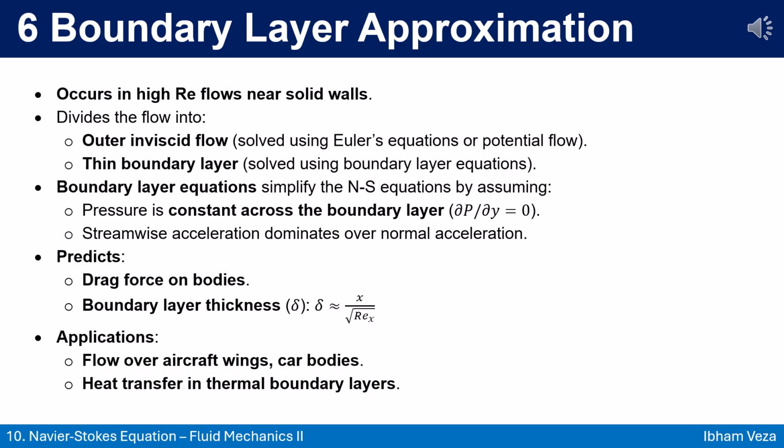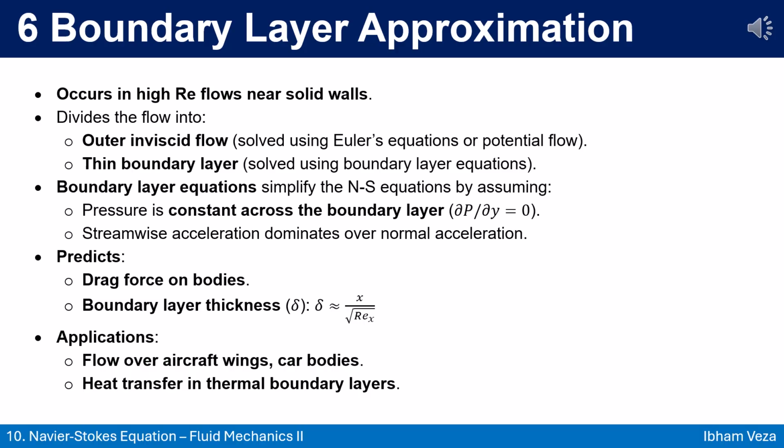This leads to a powerful simplification. We divide the domain into two regions: the outer inviscid flow, where Euler or potential flow equations work fine, and the inner thin boundary layer, where the boundary layer equations apply. These equations assume that pressure is nearly constant across the thin layer and that streamwise acceleration is far more important than vertical acceleration.